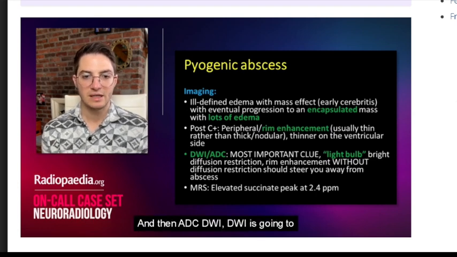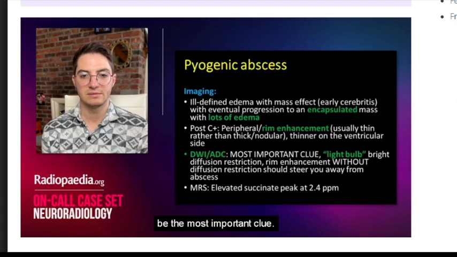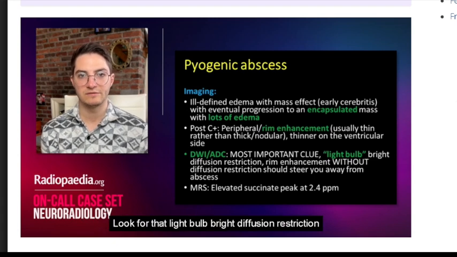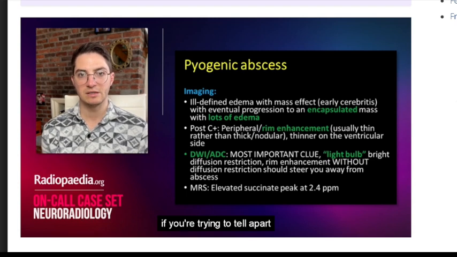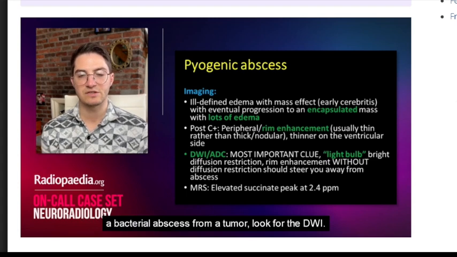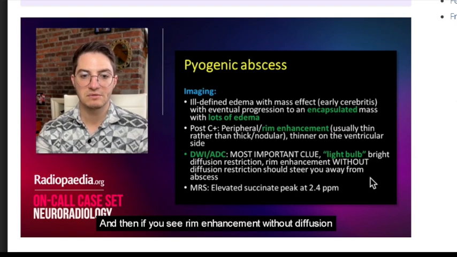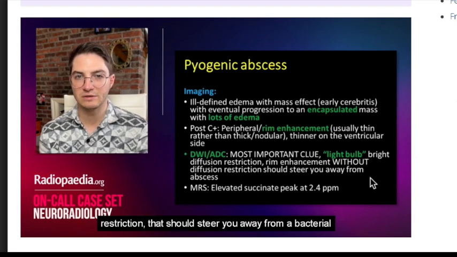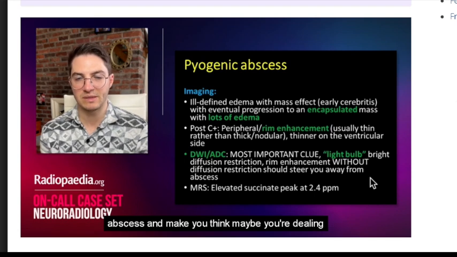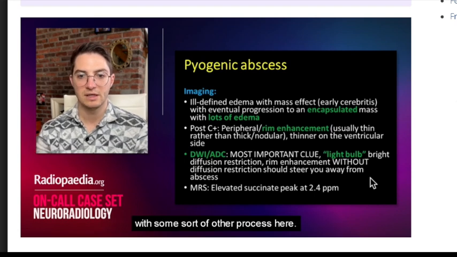And then ADC, DWI is going to be the most important clue. Look for that light bulb bright diffusion restriction. If you're trying to tell apart a bacterial abscess from a tumor, look for the DWI. And then if you see rim enhancement without diffusion restriction, that should steer you away from a bacterial abscess and make you think maybe you're dealing with some sort of other process here.